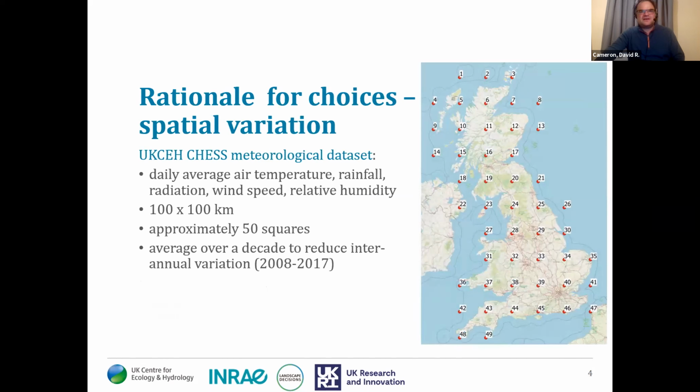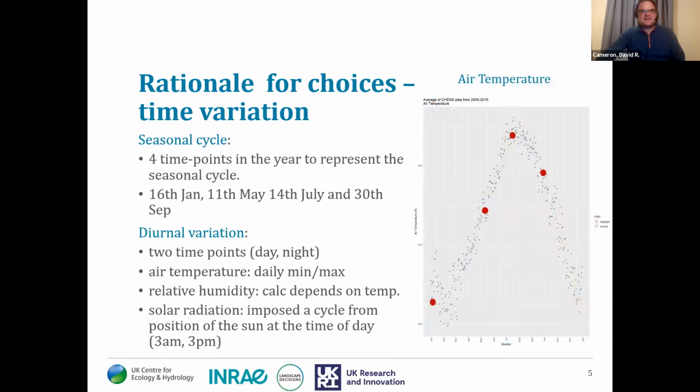So the first one is on spatial variation. We wanted some variation across the UK and Northern Ireland. And we have access to this great meteorological data set, CHESS data set. So we decided on the resolution of 100 by 100 kilometers to give that spatial variation. And that gave us about 50 different squares. And you can see them marked on the right-hand side there. So we took a decade of MET data and averaged over that to give us a climatology to reduce any interannual variability.